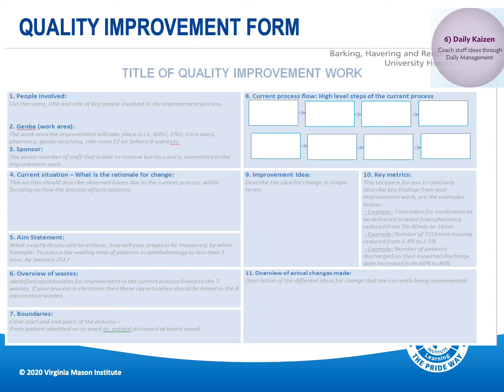It is important that the boundaries, which are the start and end points of the process being looked at, are clearly outlined. In Section 8, the steps of the process and its current state can be noted here, followed by the improvement idea below. Section 10 is where the key metrics will be recorded. If over time the improvement work goes through several PDSA cycles, the metrics can be recorded separately each time to compare and measure the improvement. And finally, Section 11 is where an overview of the ideas that are being implemented can be noted.